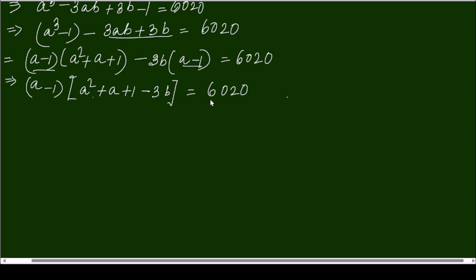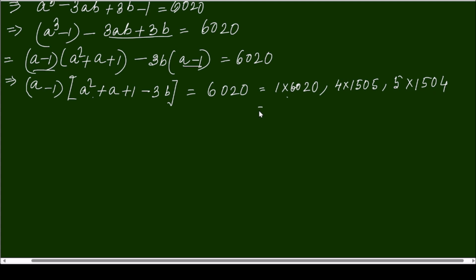Let's make the right hand side a product of two numbers which are co-prime to each other. So it can have many factors. So it can be 1 into 6020. It can be 2 into 3010, it will not be co-prime, so I am avoiding. Then it will be 4 multiplies 1505. Then 5 into 1504.